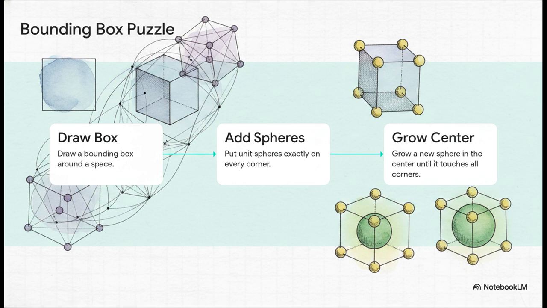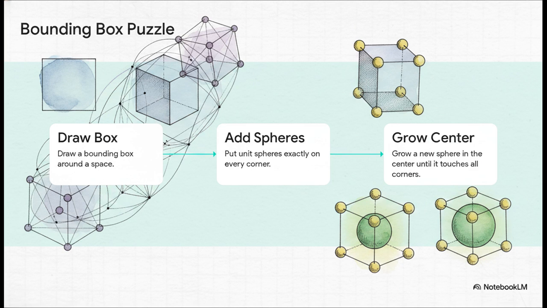Okay, imagine a 2D piece of paper. Draw a square bounding box. Now put a unit circle at every single corner so they perfectly fit inside. Then place a tiny new circle in the dead center and grow it until it just perfectly touches those outer corner circles. Got the visual?